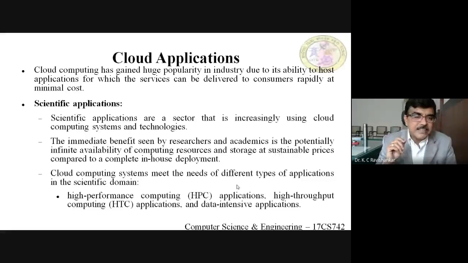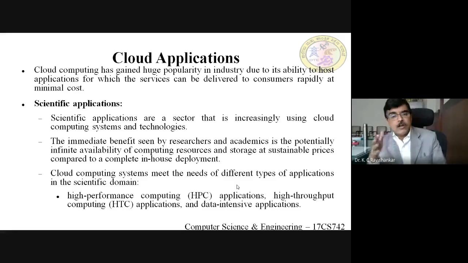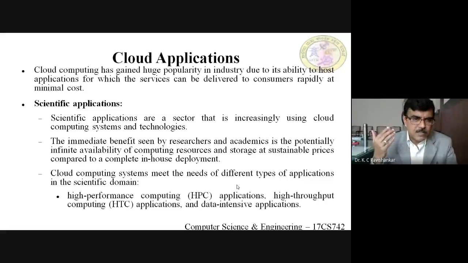If you do not have internet, the device will not work, but it will understand your voice. So you can give voice based commands. That is one of the important applications which Amazon has developed. Similarly, Google is there. Google Assistant is there. You can speak to your mobile phone and you can get whatever you require. How is it being executed? It is through the web, through the cloud. In the beginning, when we started discussing web programming, we were talking about web technology and all. Now we change that. We understand that with the cloud application. There are so many scientific applications available. Scientific applications are a sector that is increasingly using cloud computing systems and technologies.